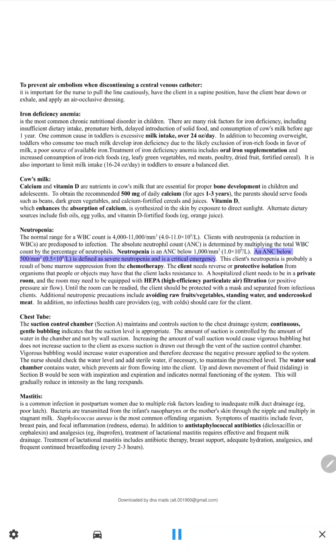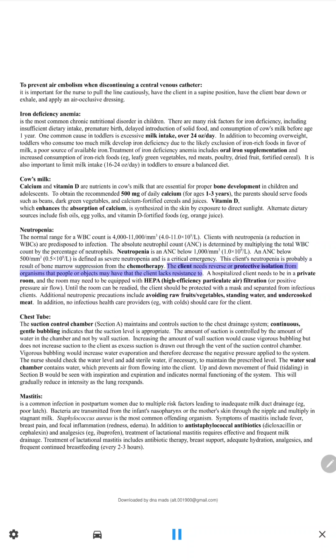An ANC below 500 per cubic millimeter, 0.5 times 10^9/L, is defined as severe neutropenia and is a critical emergency. This client's neutropenia is probably a result of bone marrow suppression from the chemotherapy.